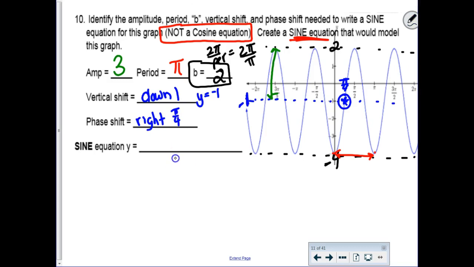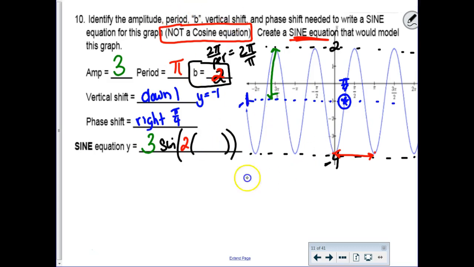And now I get to put that all into an equation. So y equals, if I start here, it's not reflected, so I'm just going to call it 3. And then sine. I like lots of parentheses in my function, so I'm going to open a parenthesis. Next, I'm going to write down the b value of 2. I'm going to leave it in factored form, so the phase shift is going to be factored out of it.